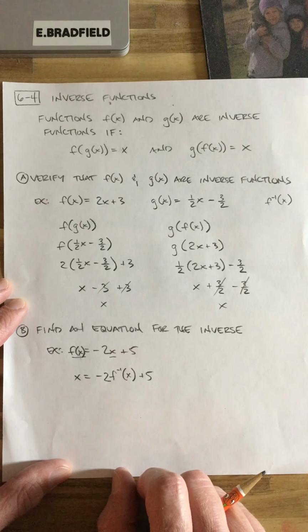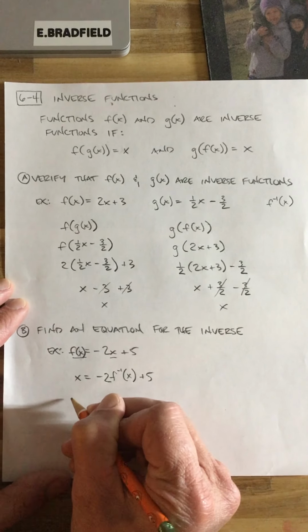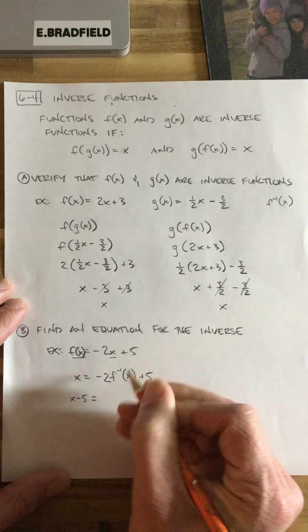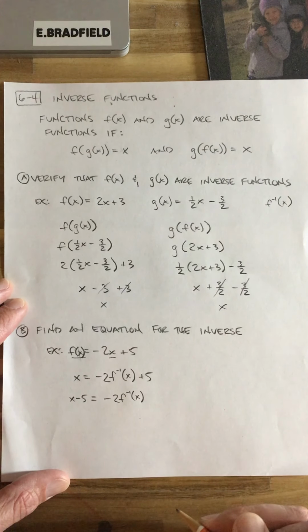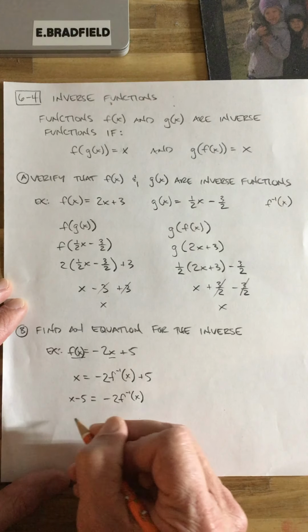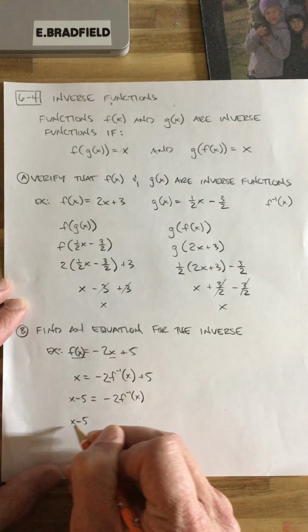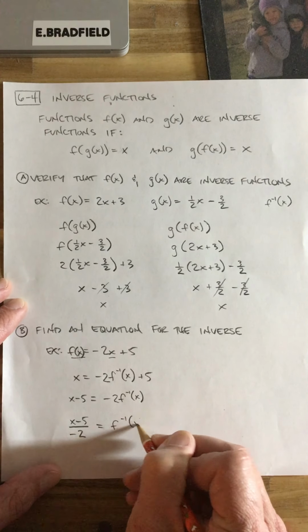So what do you have to do first? That's right, subtract the 5. So now subtract the 5 to the other side. So it's x minus 5 equals -2 times f inverse of x. Okay, now get that by itself by dividing by -2. Okay, so now we have x minus 5 over -2 equals f inverse of x.